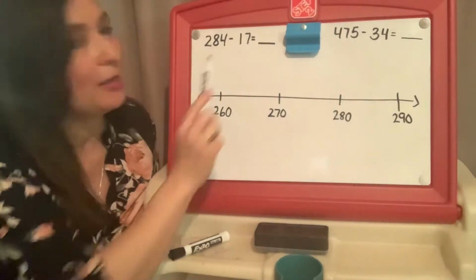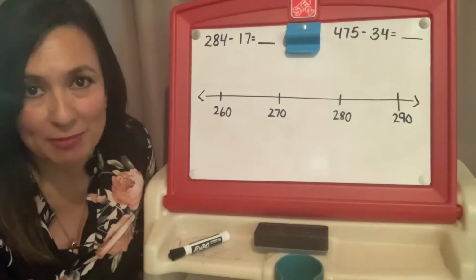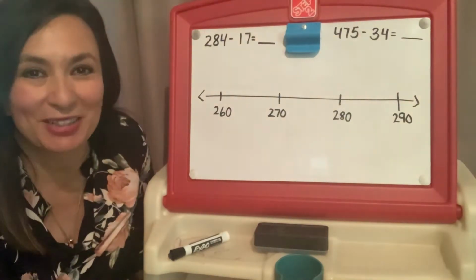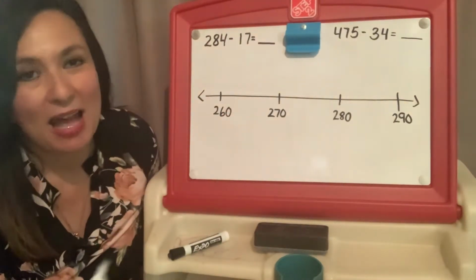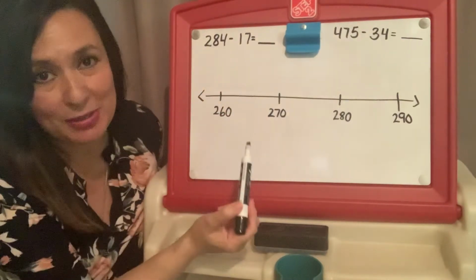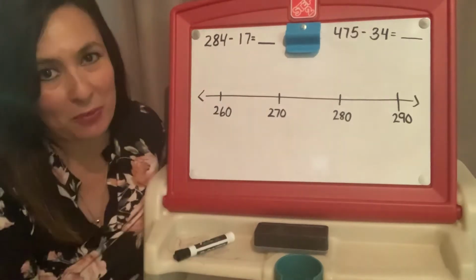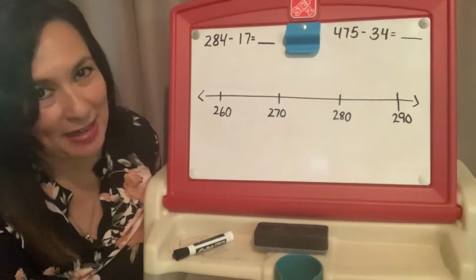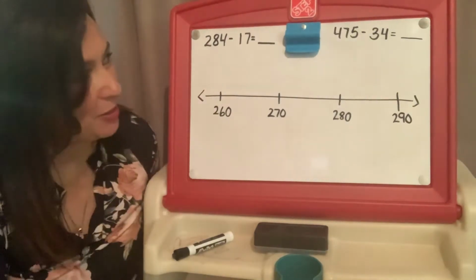On this first one, we would bridge to 10. Can you figure out why? Think about what we did yesterday. Did you figure it out? I see 284 subtract 17. I know that we need to bridge to 10 because when I look at the numbers in the ones place, I cannot take 7 from 4. 4 subtract 7 would not work unless we were going into negative numbers, which we're not doing in second grade. So I know this is a bridge to 10.